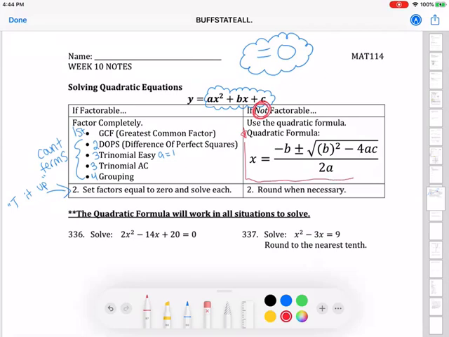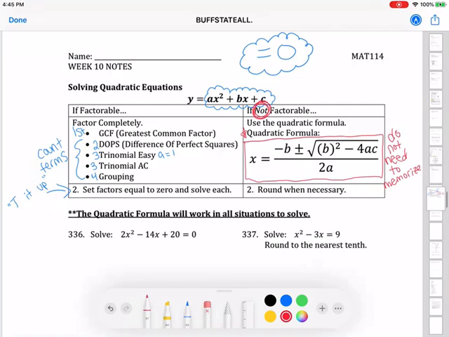So this right here that I'm boxing in, I know it looks kind of intimidating. It's your quadratic formula. I'm going to tell you right now, you do not need to memorize this. Okay? You do not need to memorize this. I will always give it to you on a test or a quiz. You need to know when to use it and how to use it, but you don't need to memorize it.